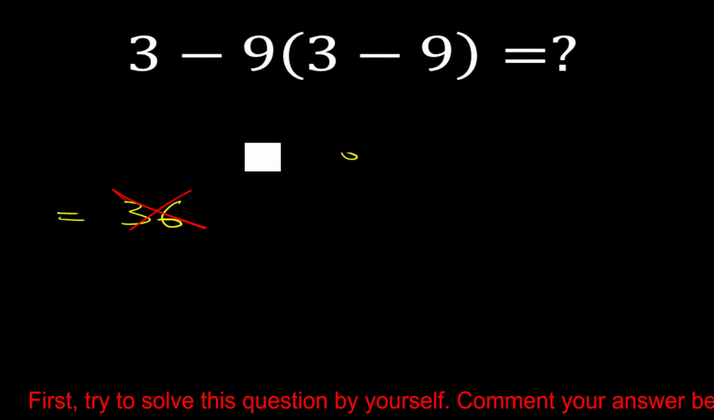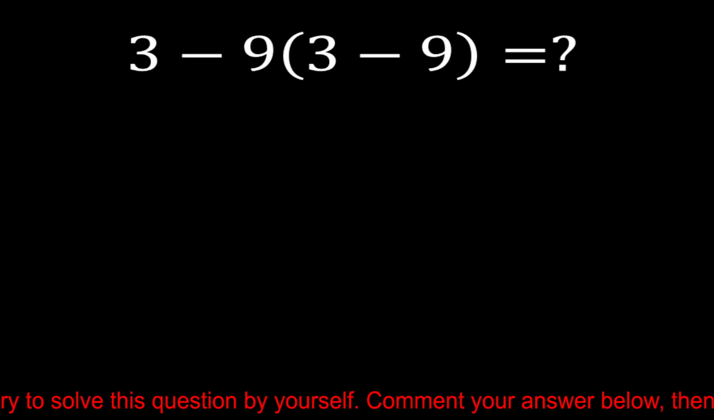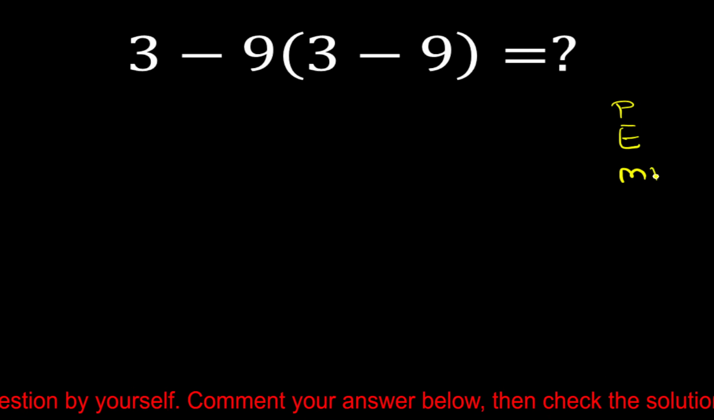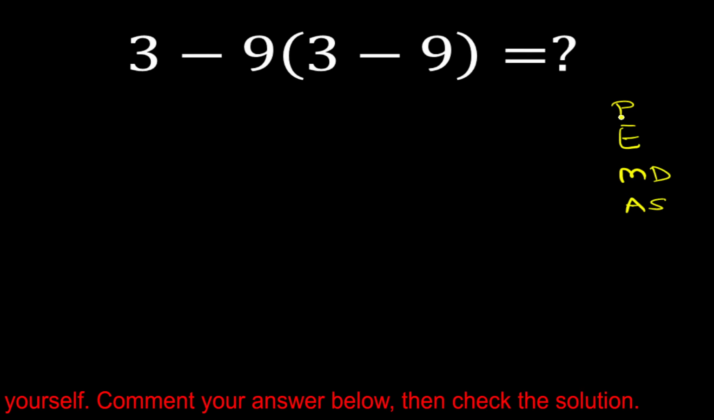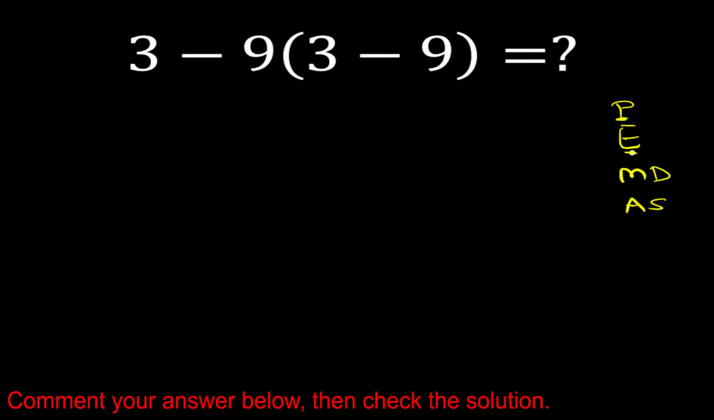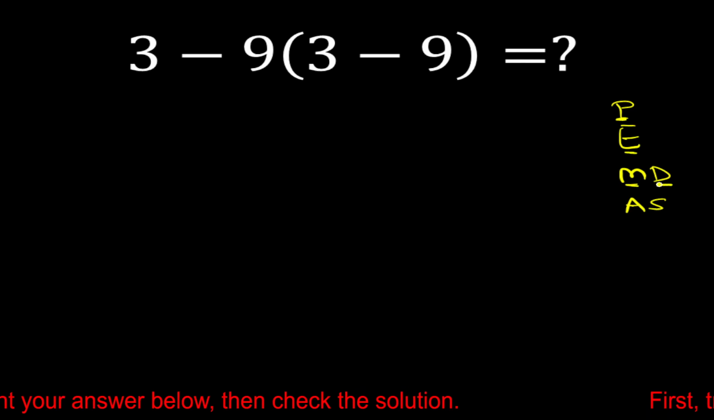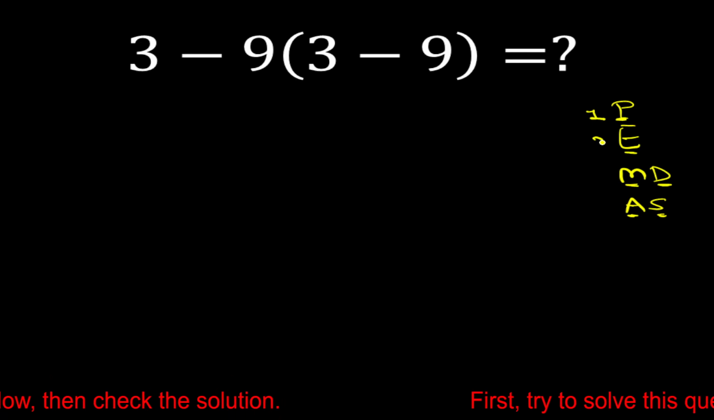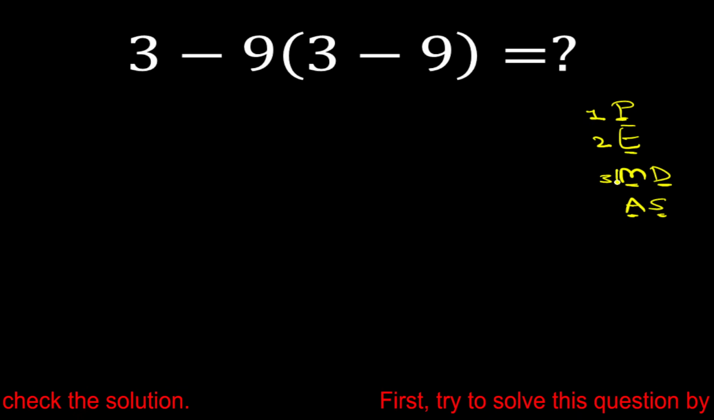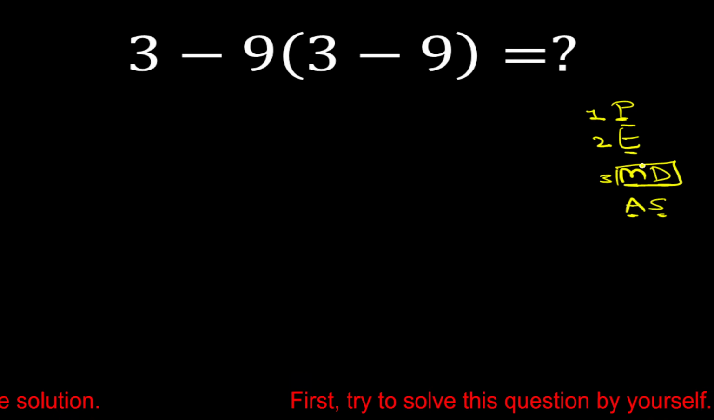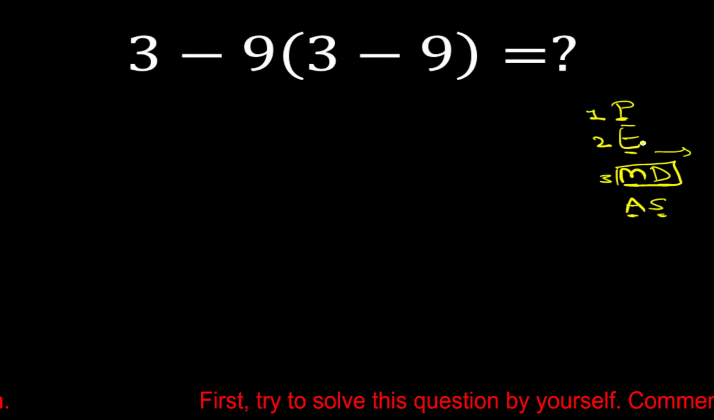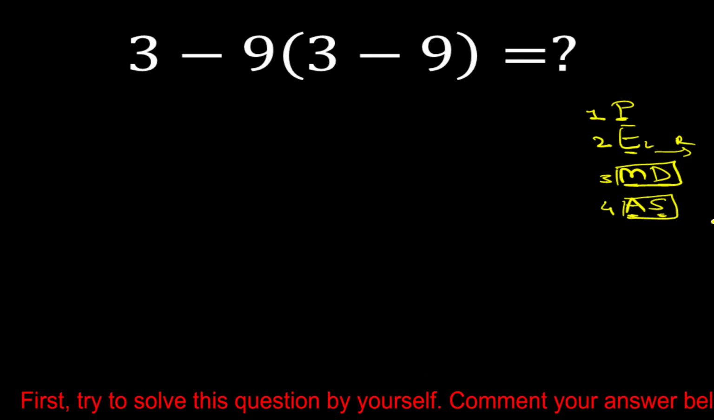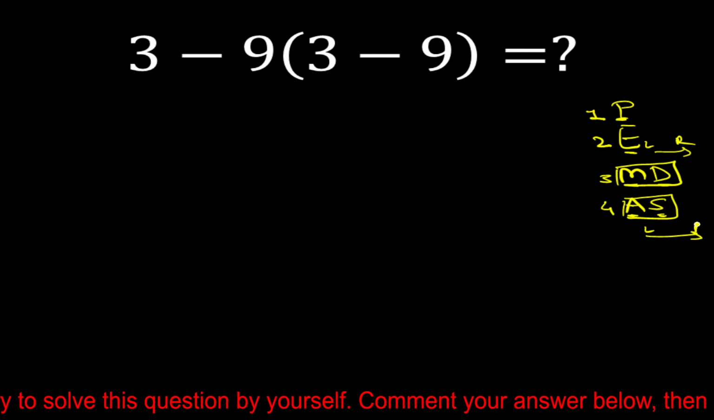According to the PEMDAS rule, P means parenthesis, E means exponents, M means multiplication, and D means division, A means addition and S means subtraction. First priority is parenthesis, second priority is exponents, third priority is multiplication and division. Multiplication and division both have equal priority, so we have to solve it from left to right. And fourth and last priority is addition and subtraction. Also addition and subtraction both have equal priority, so we have to solve it from left to right.